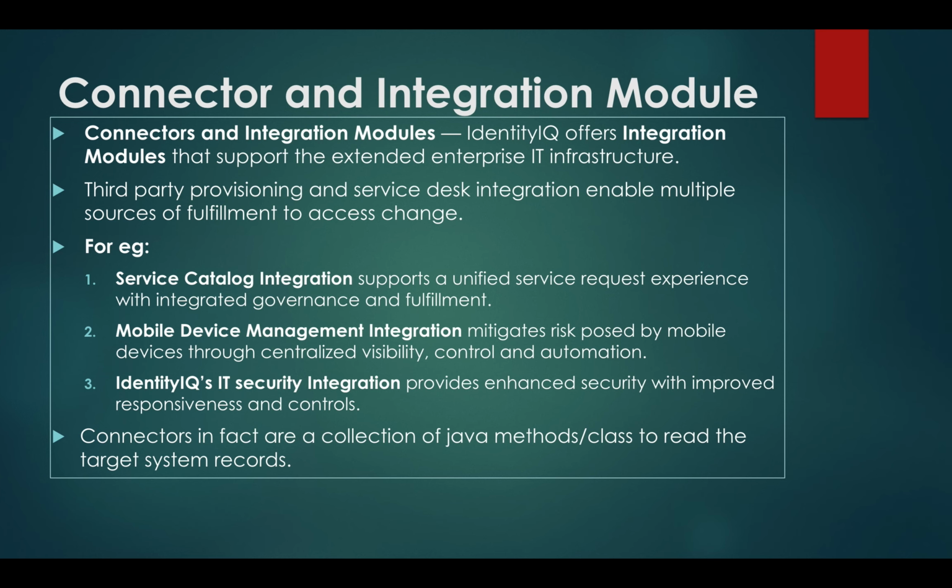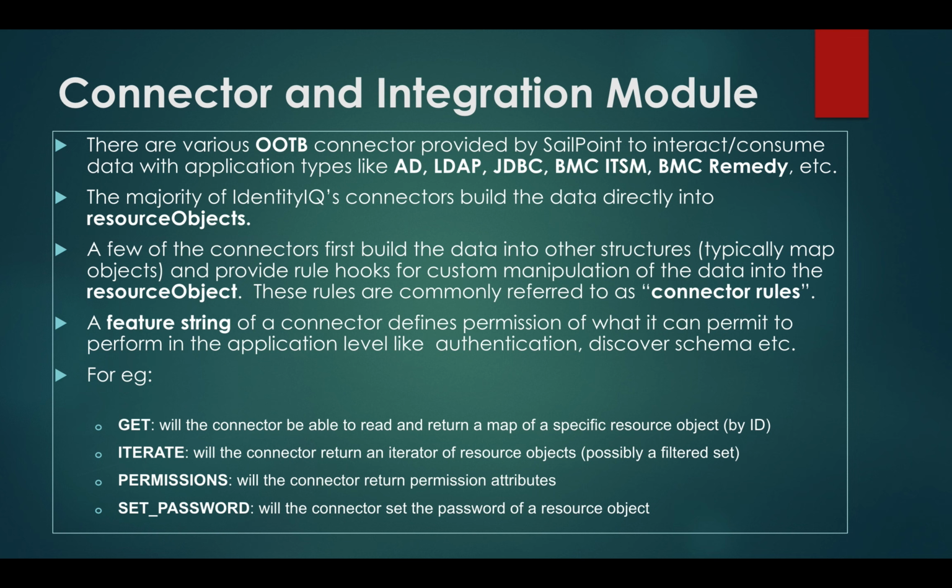Any feature you want to have within the connector should be defined in the feature string. The feature string allows you to change the password, read and write to the target applications, create or discover schemas, and so on. So let's move on to the next slide. In the next slide I have defined the connectors in more detail. We know that there are out-of-the-box connectors provided by SailPoint such as AD, LDAP, JDBC, BMC, ITSM, BMC Remedy, etc. The majority of IdentityIQ connectors build the data directly into a resource object.